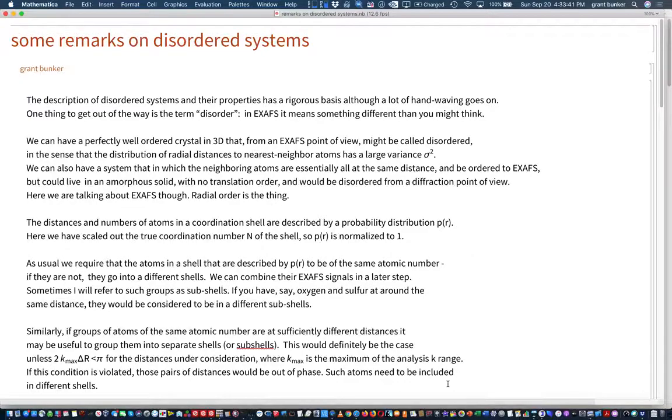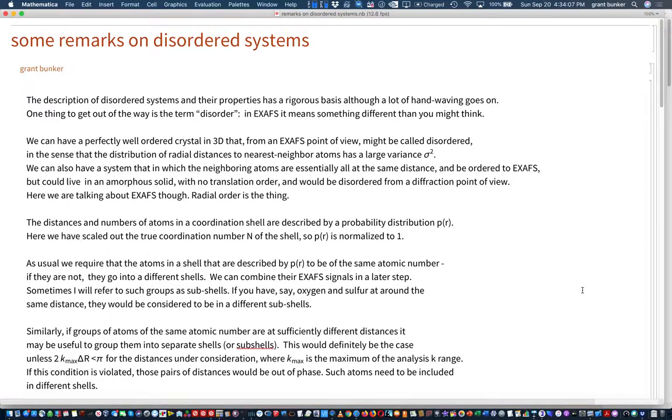Conversely, you can also have a situation where things are perfectly ordered from an EXAFS point of view. You have a bunch of atoms at the same distance, but maybe it lives in a solution or an amorphous solid, and there's no translational order. So from a diffraction point of view, it would appear disordered. There are different ways of looking at it, but the way we use it in EXAFS is in the radial sense.